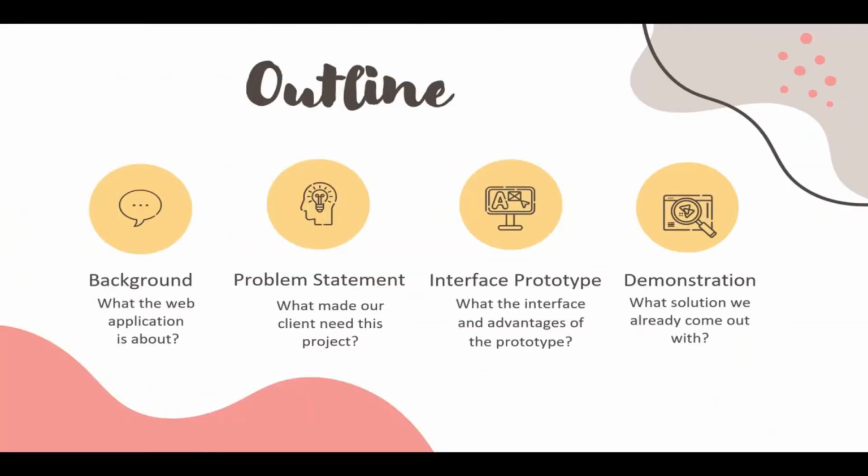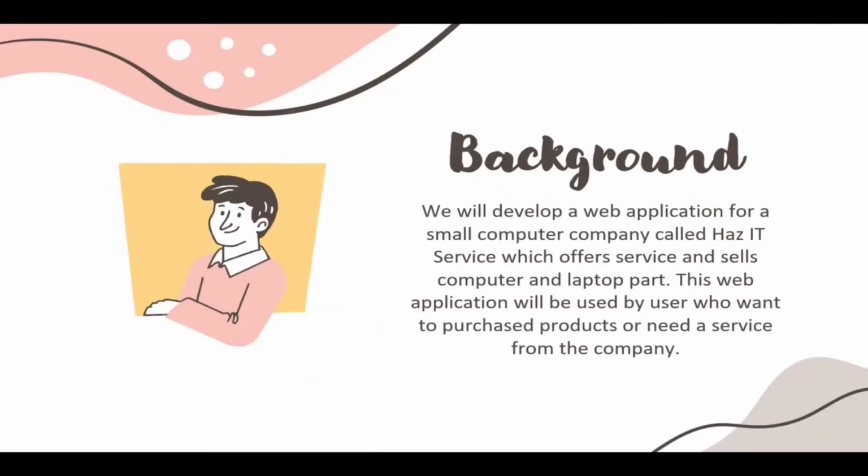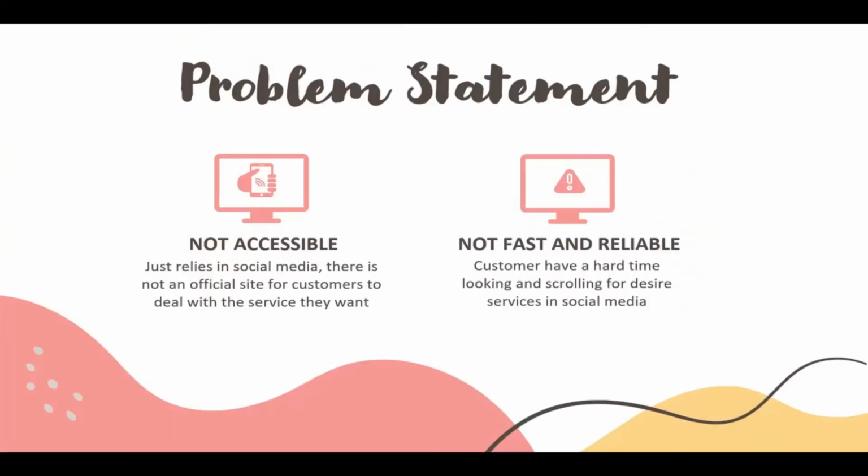So here we have four outlines, which are background, problem statement, interface prototype, and demonstration. For the background, we will develop a web application for a small computer company called Harsh IT Service. They offer services and sell computer and laptop parts. This web application will be used by users who want to purchase their products or need service from the company.